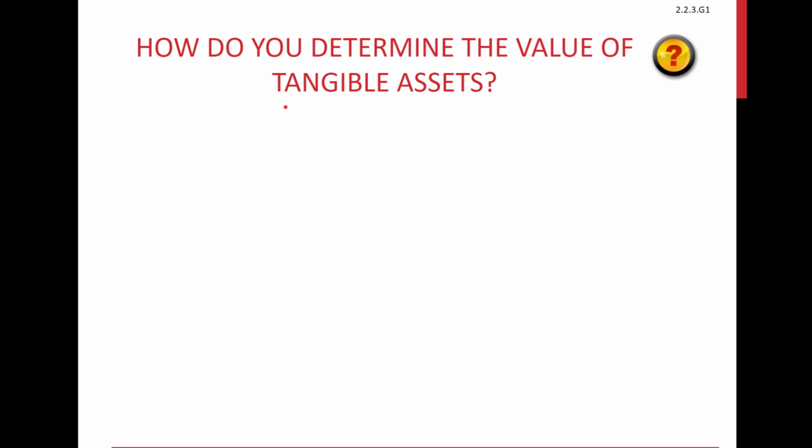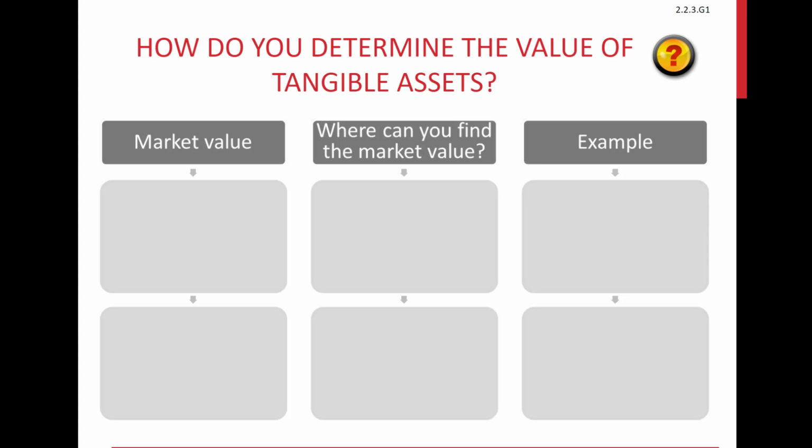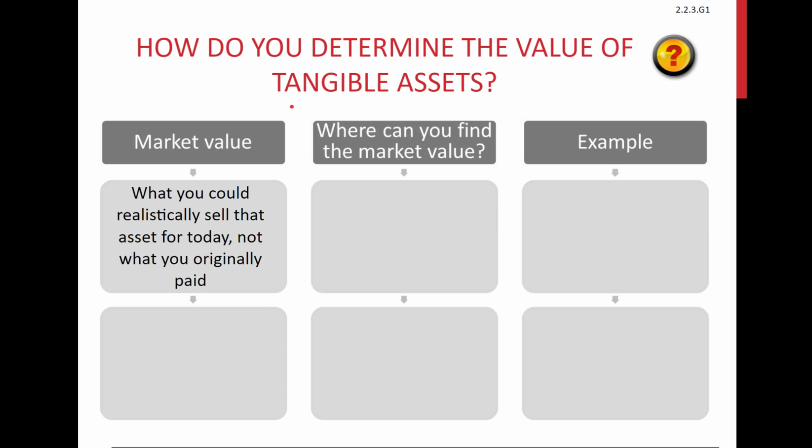So how do you determine the value of your tangible assets? Like, how do I determine the value of, say, my clothing or electronics? You're going to look for what's called the market value, and that's what you could realistically sell that asset for today, not what you originally paid for it. This is the amount that you list on the balance sheet, the market value, not what you paid for it.